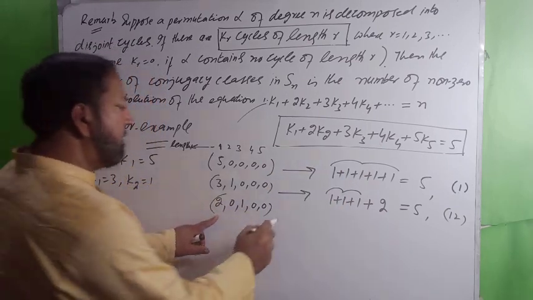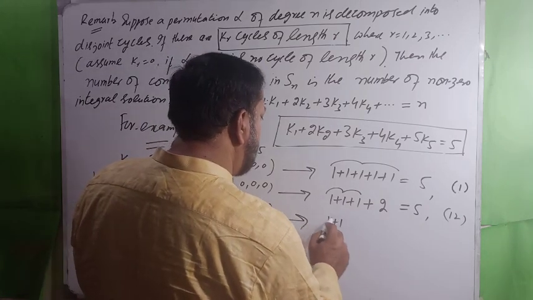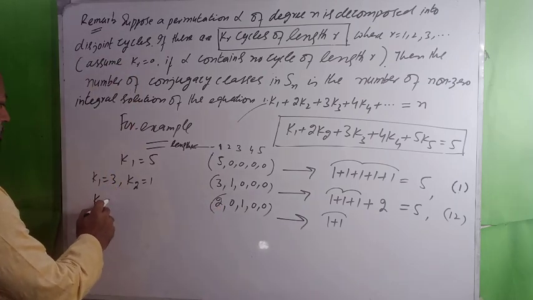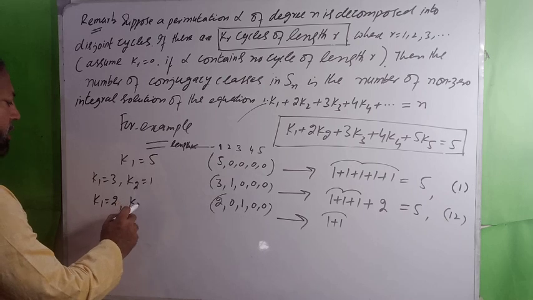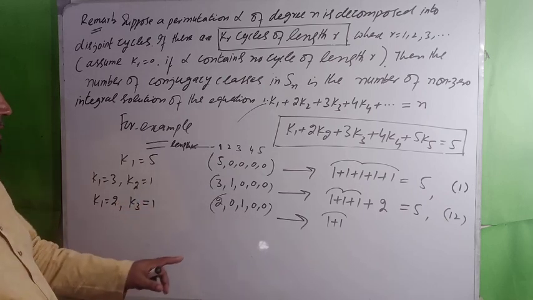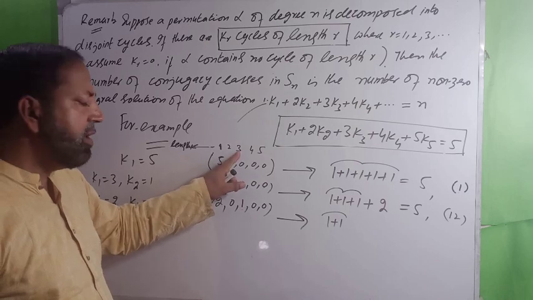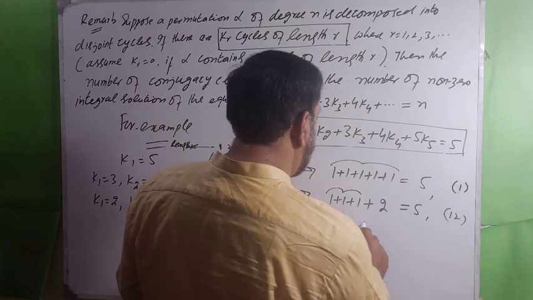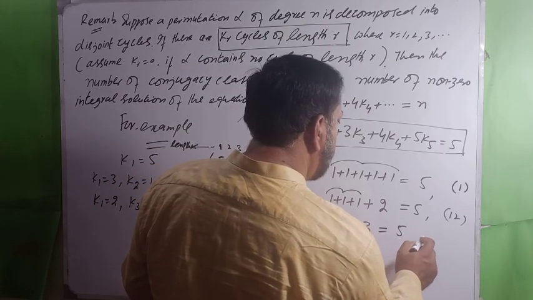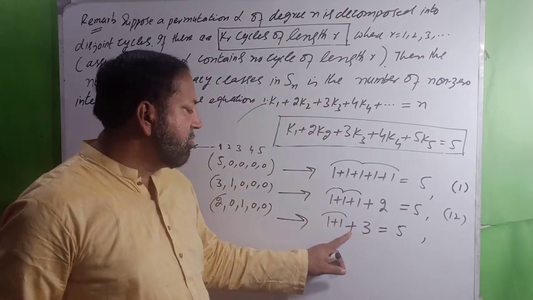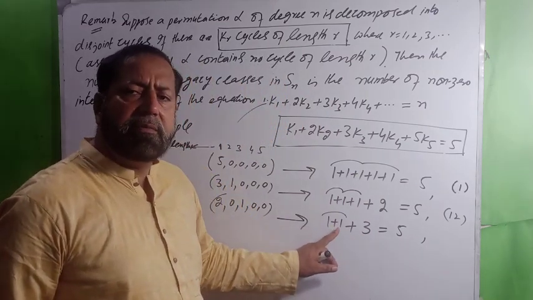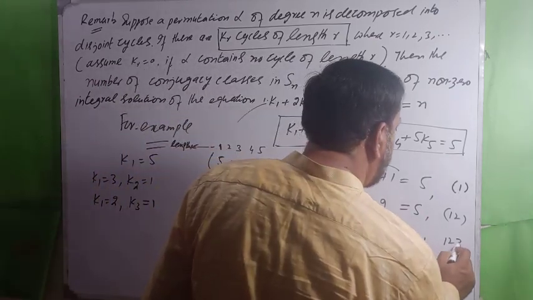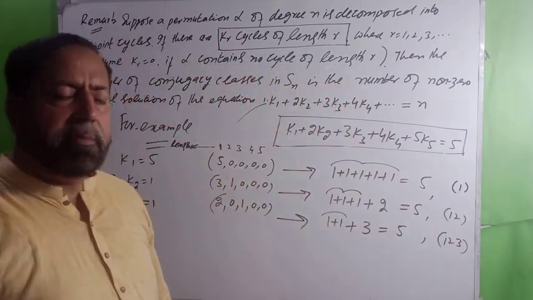Right. So this will give you 1 plus 1, 2 cycles of length 1. Here k1 is equal to 2 and k3 is equal to 1. So k3 equal to 1 means 1 cycle of length 3. This is 1 plus 3, equal to 5. And this is in fact 1 cycle of length 3 and 2 cycles of length 1. Of course, cycles of length 1 are identity elements, and the cycle of length 3 is 1, 2, 3. This is the type of the permutation, right?